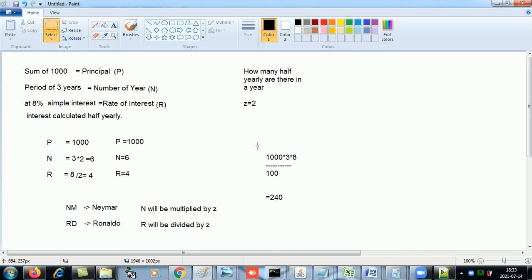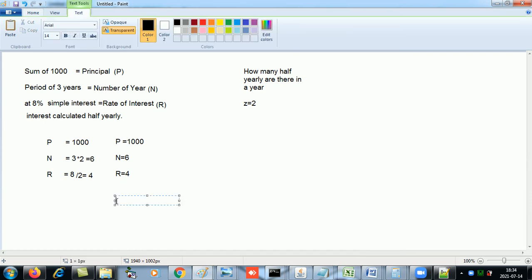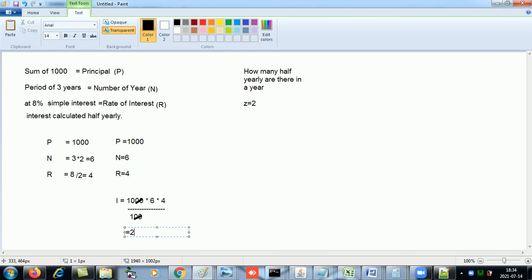So let's solve using this calculation. Therefore, the interest will be 1000 into 6 into 4 divided by 100. If I cut these two zeros, you are left with 10 into 6 is 60, and 60 into 4 is 240. Your interest is the same, 240.